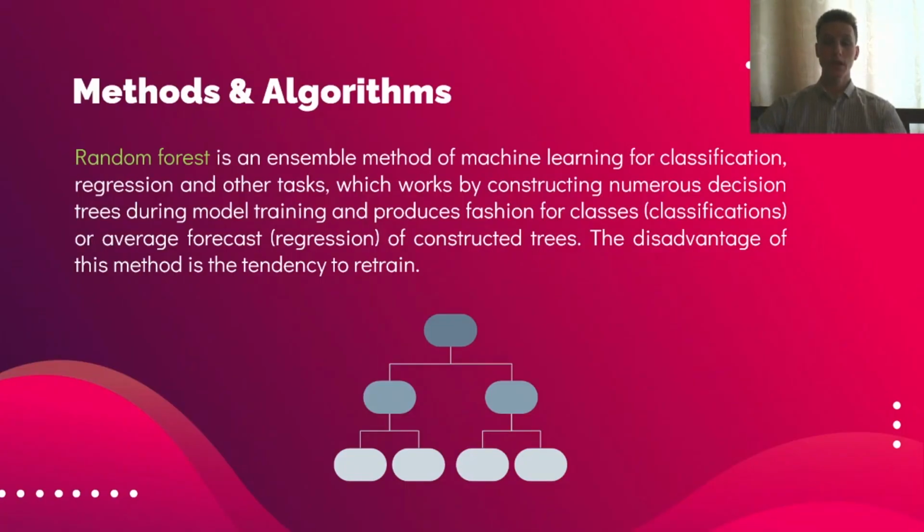Well, in this work, several methods were used, so now a little more about each of them. The first one is random forest. It is an ensemble method of machine learning for classification, regression, and other tasks, which works by constructing numerous decision trees during model training and produces the mode of classes or the average forecast of the constructed trees. The disadvantage of this method is the tendency to overfit.